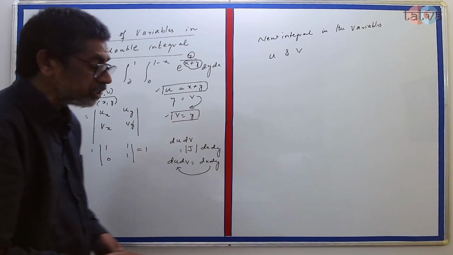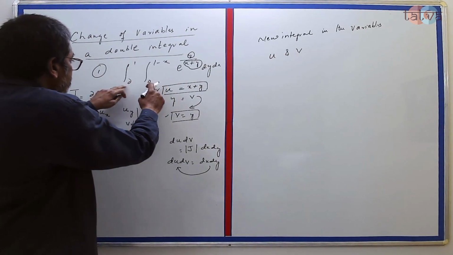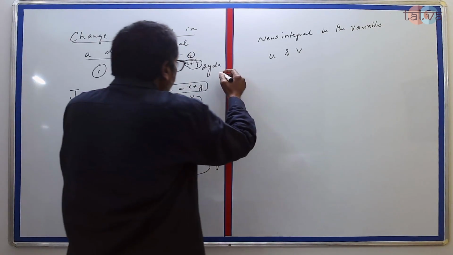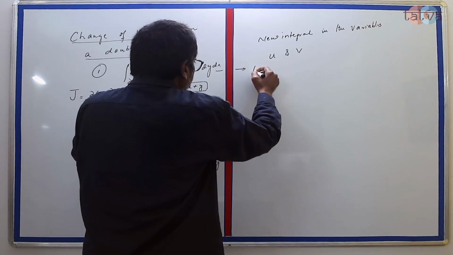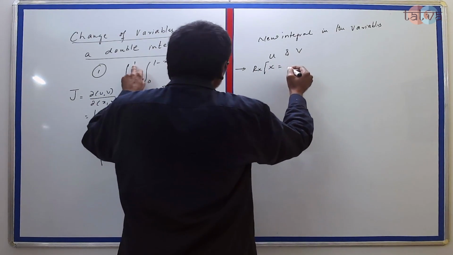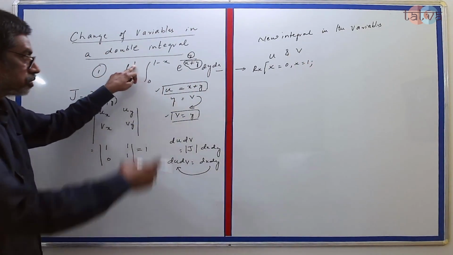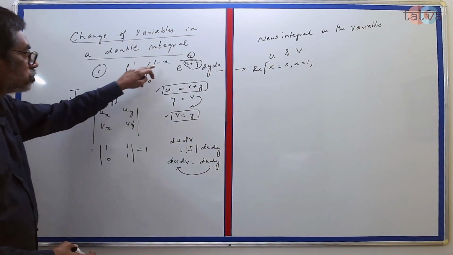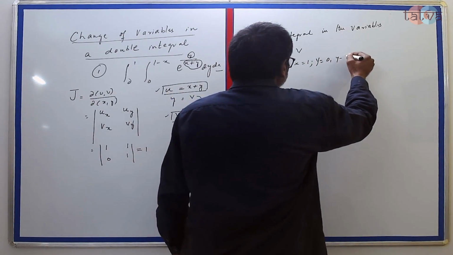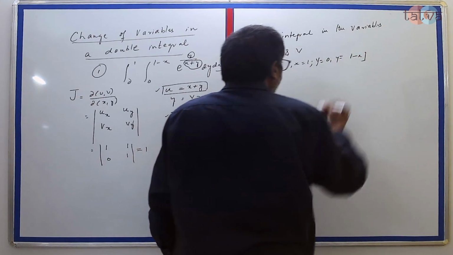So what we have to do is go back to the original problem and look at the limits. Inner limits are functions of x. So therefore, from here, we understand it's an Rx region with x is equal to 0 to x is equal to 1, y is equal to 0 to y is equal to 1 minus x.